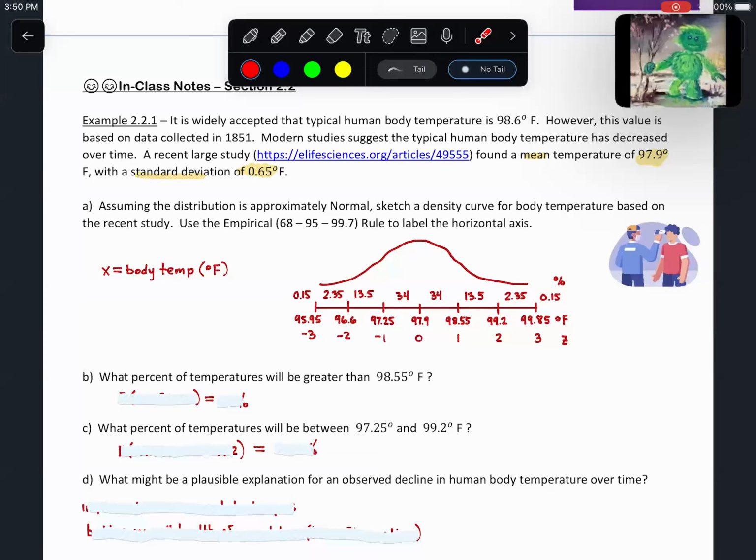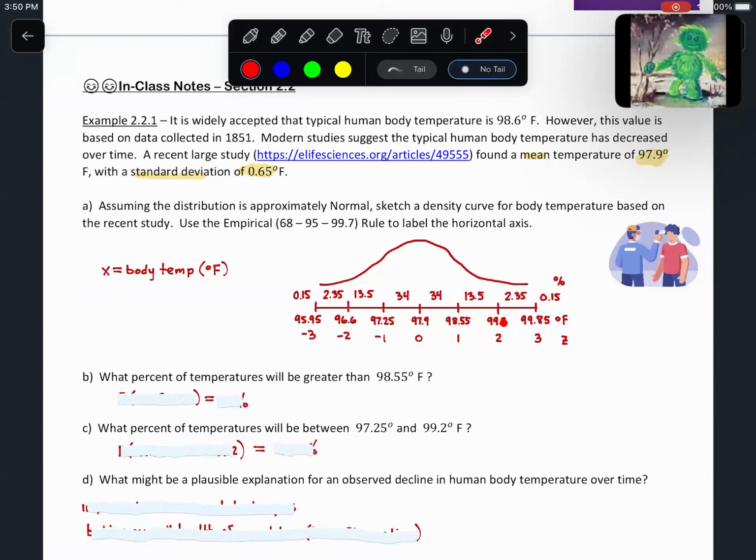And these marks are supposed to refer to standard deviations, meaning if I start in the center and move one notch to the right, I've moved exactly one standard deviation. Well, standard deviation here is 0.65. So mathematically, I'm doing 97.9 plus 0.65. And I've got the temperature that lines up with being exactly one deviation higher than the mean.